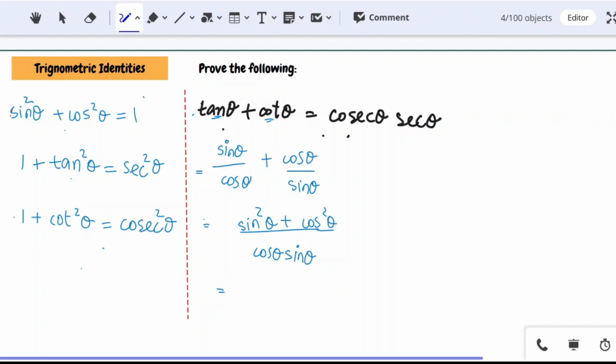And in the numerator you can use the formula sine square plus cos square equals 1, so it will be 1 over cos theta sine theta. And now we can separate cos and sine, so 1 over cos, 1 over sine, and you know that 1 over cos is secant and 1 over sine is cosecant.